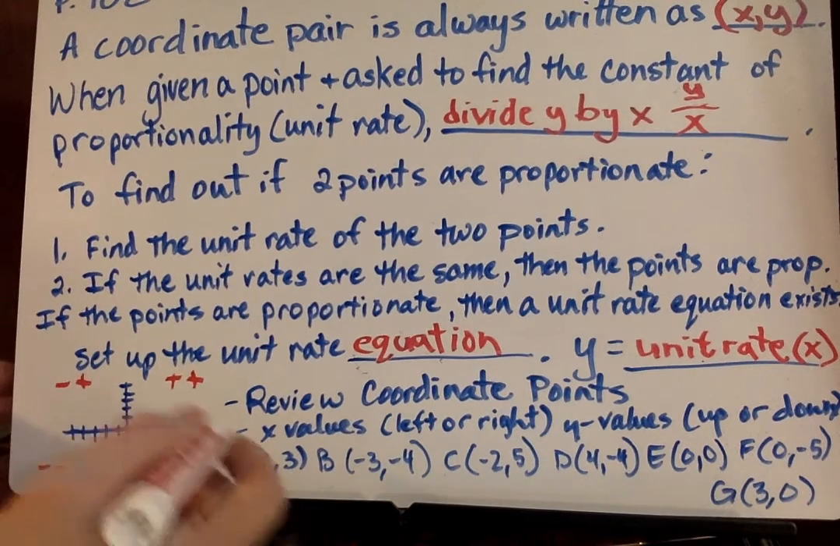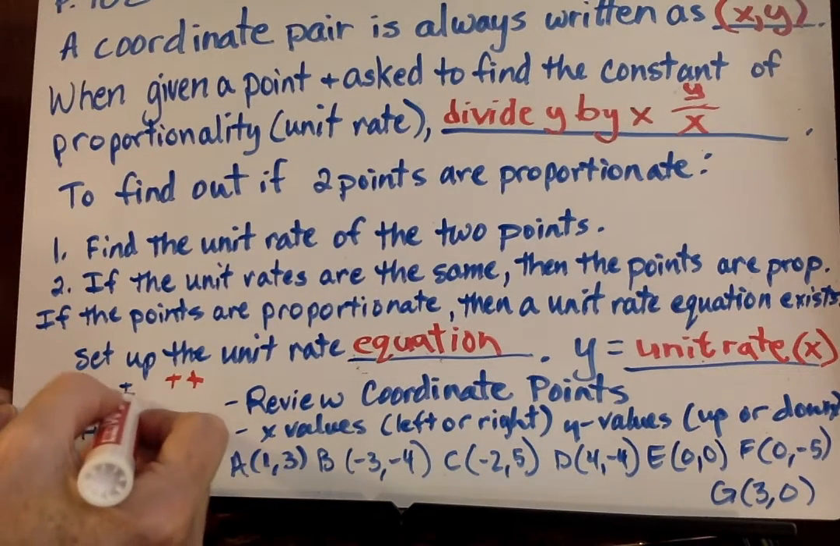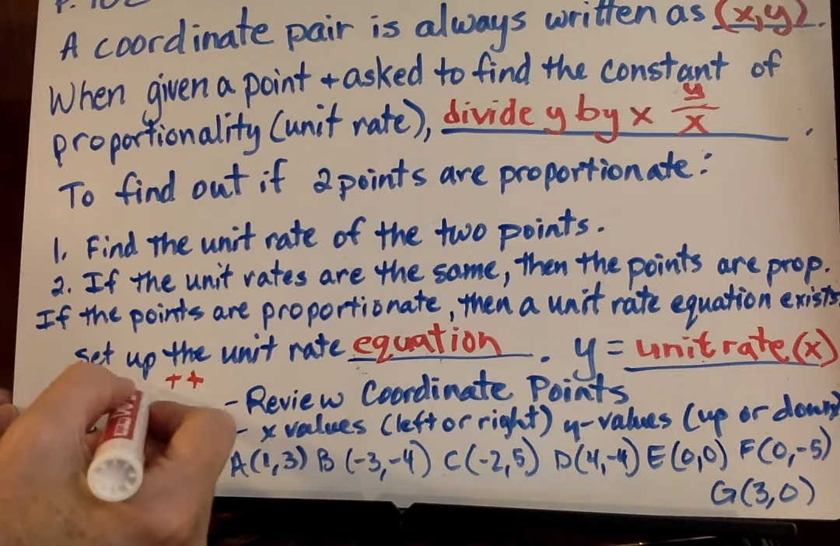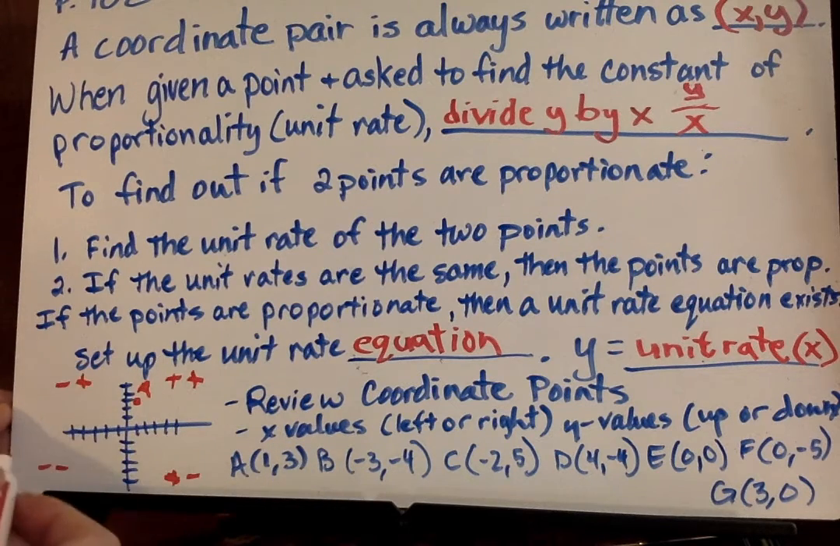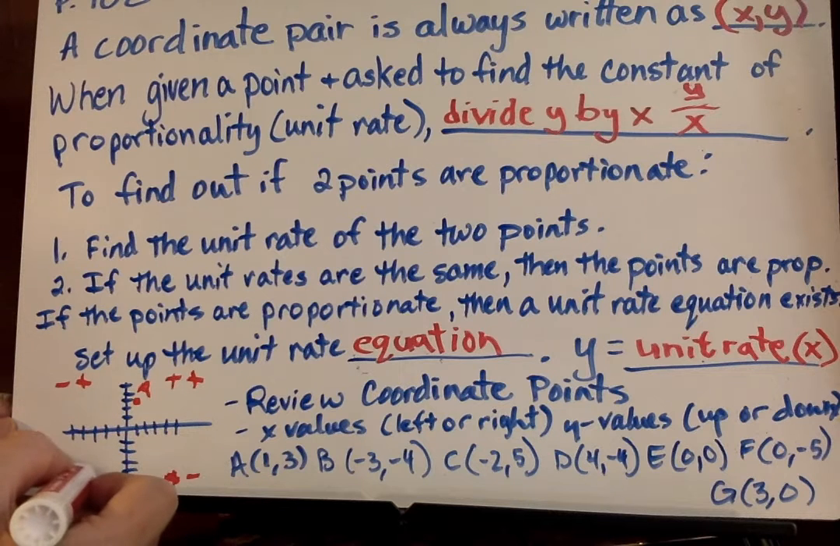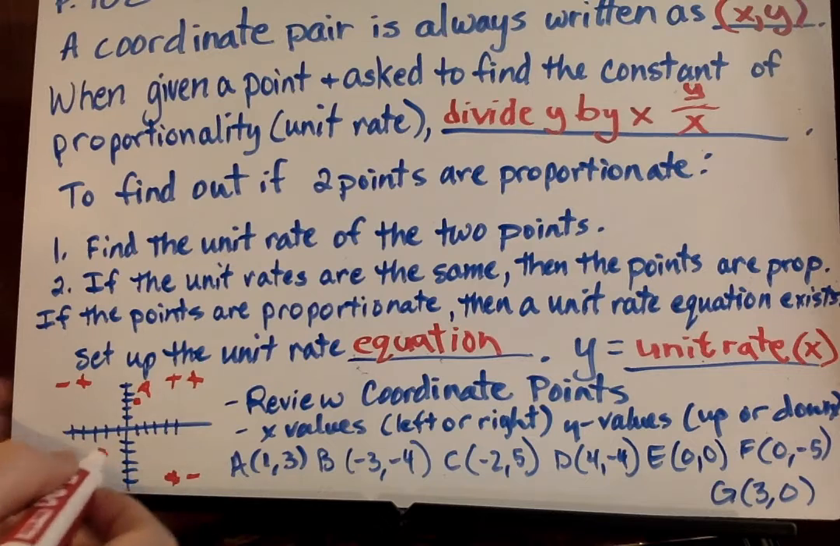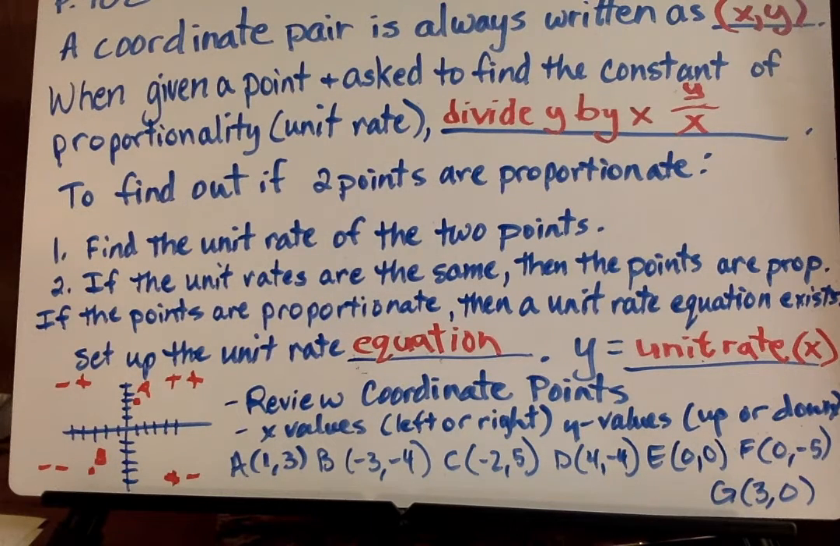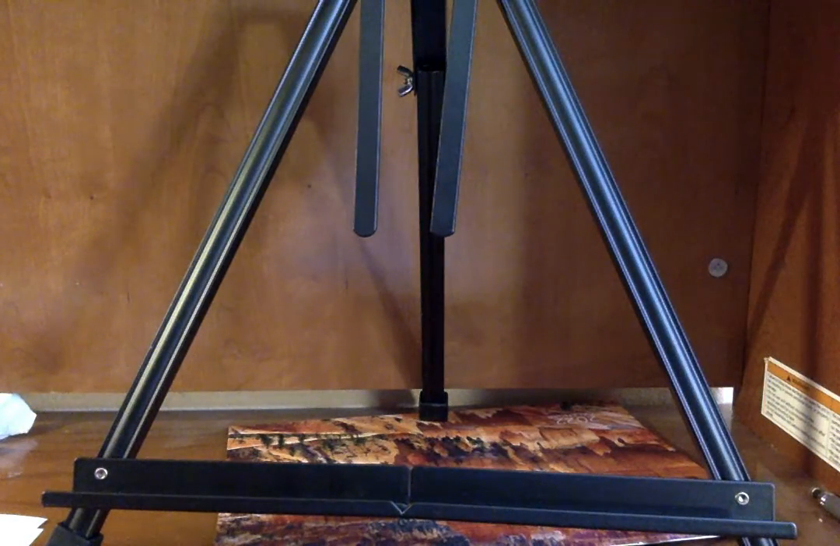So A is 1, 3. So 1, 1, 2, 3, put a point, and I'm going to put A. B is negative 3, negative 4. Negative 3, negative 4, right there, there's B. Okay, now go ahead and pause the video and do the rest of them. I'm going to go on to page 103.